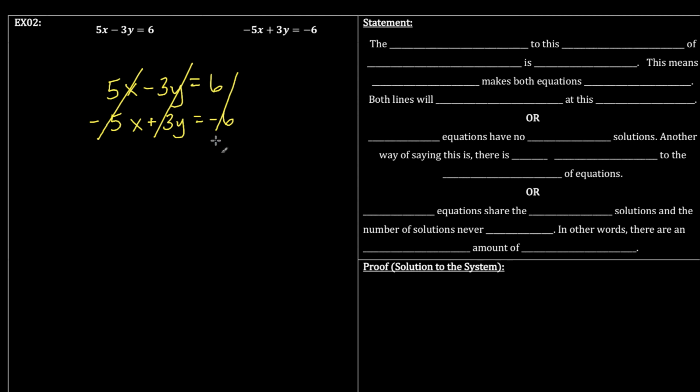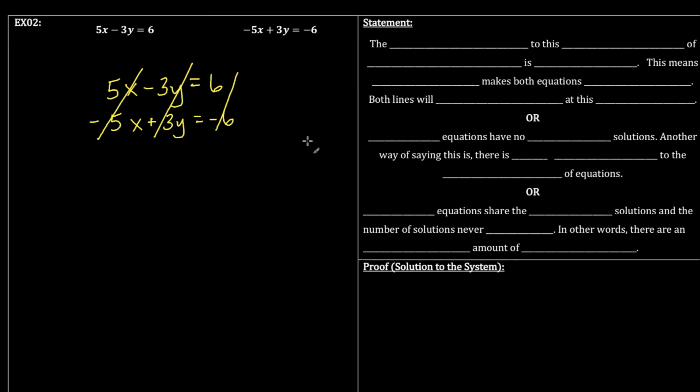What this essentially means is that both equations have the same exact solutions. They're the same equation in a different form. You can see, times negative 1, and you get that one. Or times negative 1 that way, and you get that equation.